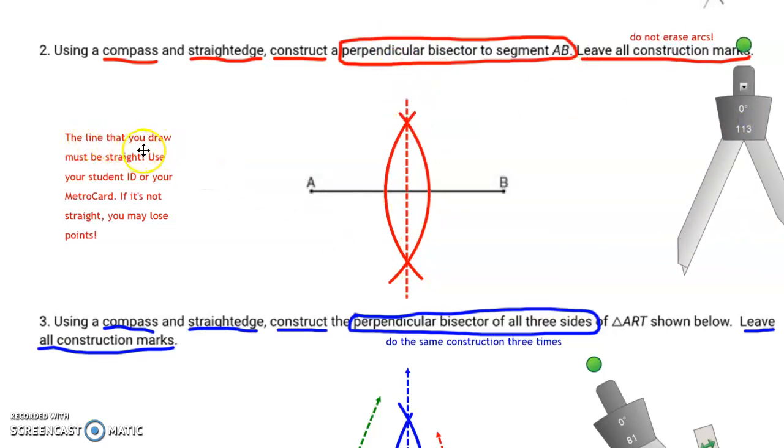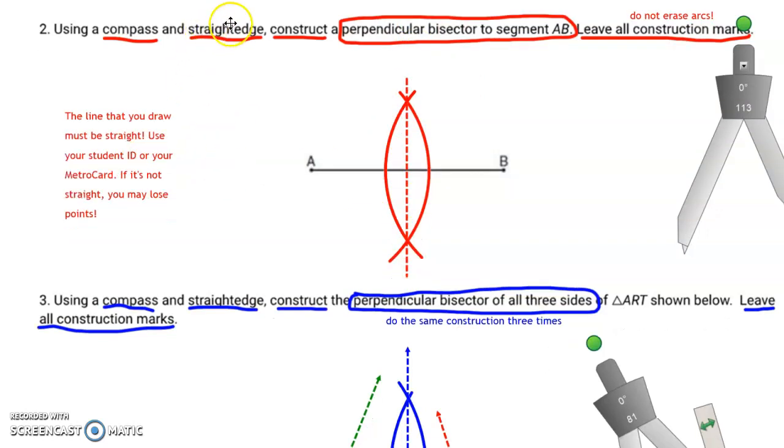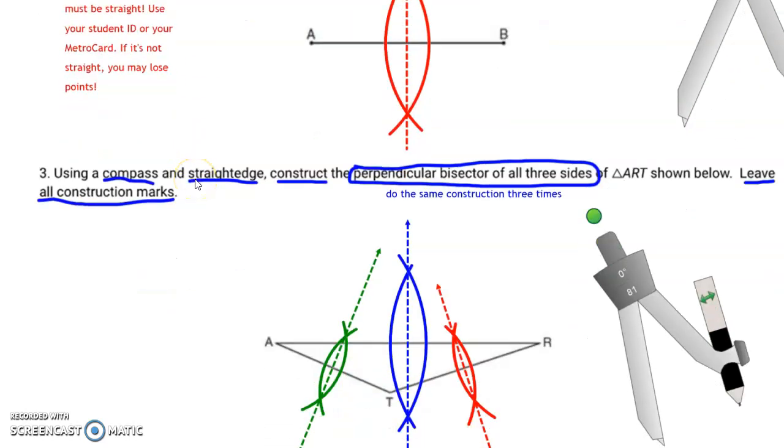Keep in mind that the line that you draw has to be straight. In classwork, I've seen students just connecting this line just by hand or by sight. It must be straight, so you must use your straight edge. That's why they specify using a straight edge. If you don't draw a straight line, you may lose points.